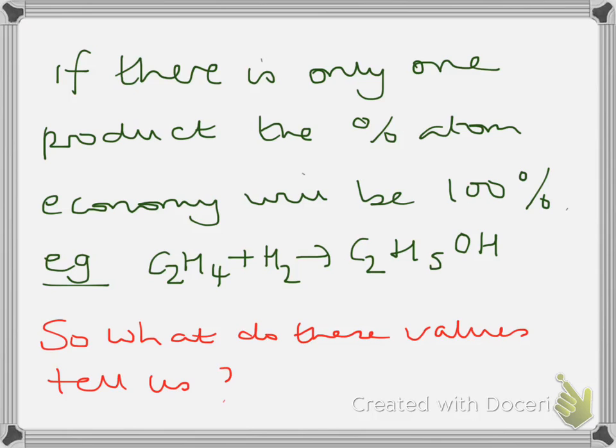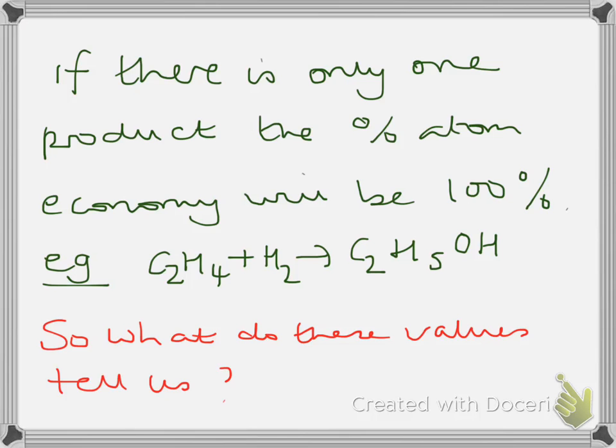If there is only one product, the percentage atom economy will be 100%, because everything's managed to get into the product. A good example of this would be C2H4 plus H2 going to C2H5OH. So that would be 100% atom economy. Obviously, when you do this in practice, your percentage yield wouldn't be 100, so you wouldn't get a complete conversion.